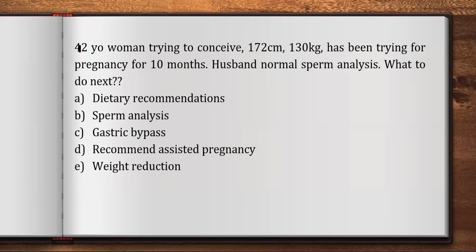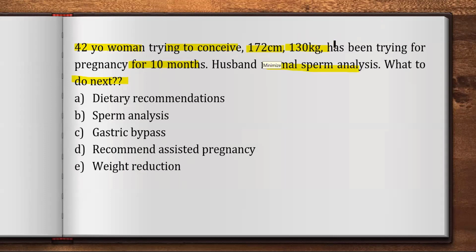Cool. So let's start. A 42-year-old woman trying to conceive, 172 centimeters, 130 kilos, has been trying for pregnancy for 10 months. Husband has a normal sperm analysis. What to do next? If you look here, the BMI is pretty high. So she's really obese. If you calculate the BMI, or even by the look of it, 172 centimeters with 130 kilos body weight is a very high BMI, right?